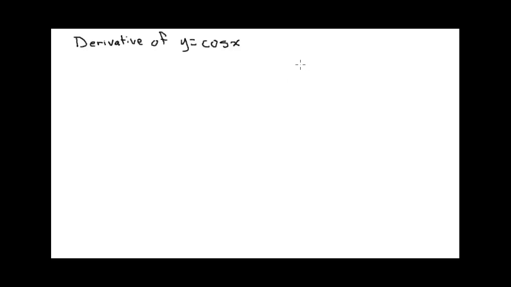Alright, welcome to our lesson on the derivative of cosx. So we just found out that the derivative of sine x is cosx. Nice, easy rule to remember. So the derivative of sine x is cosx. So now we want to get the derivative of cosx.